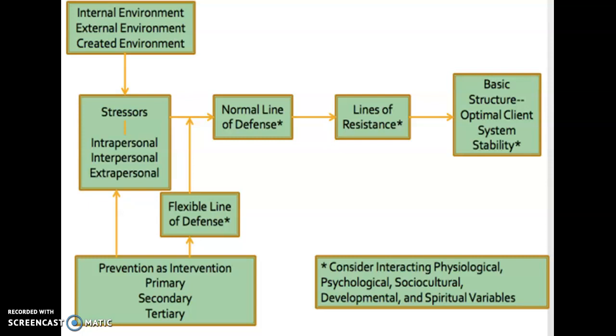Once a normal line of defense has been crossed, then the behavior modification goes to the lines of resistance. Here the lines of resistance determine the client's stability. Either the client achieves a better health or deteriorates.